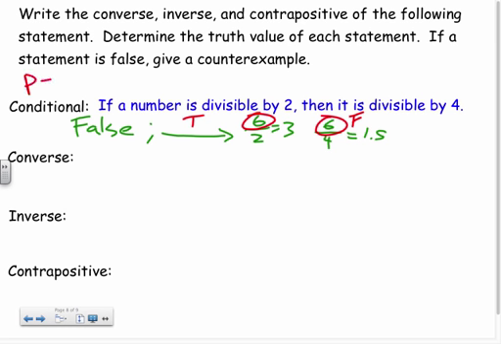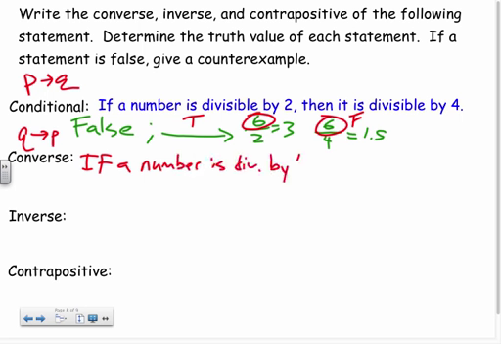So this was P implies Q, the conditional. Converse is Q implies P. Now I've got to say, if a number is divisible by 4, I got the conclusion first, then it is divisible by 2. Well, this changes things a little bit, right? Because if it's divisible by 4, like 4, 8, 12, 16.